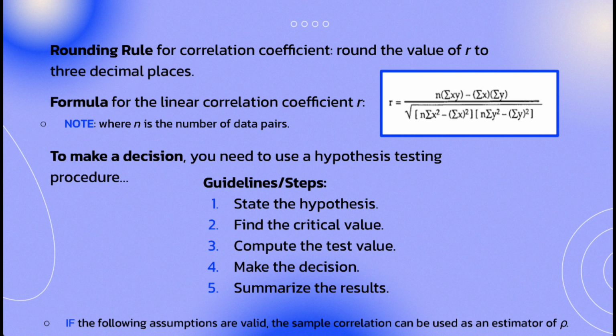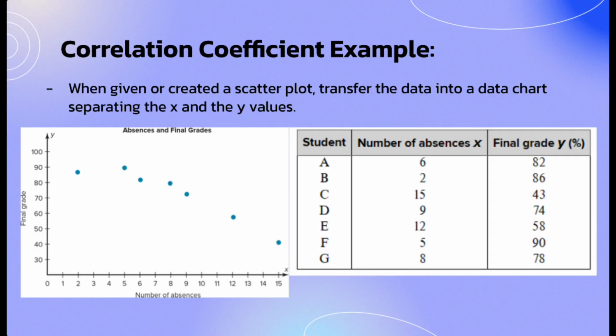To make a decision, you will need to use a hypothesis testing procedure. The steps in this procedure are: 1. State the hypotheses. 2. Find the critical value. 3. Compute the test value. 4. Make the decision. 5. Summarize the results.